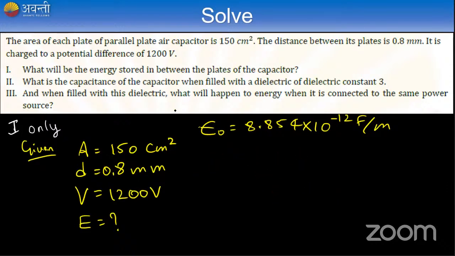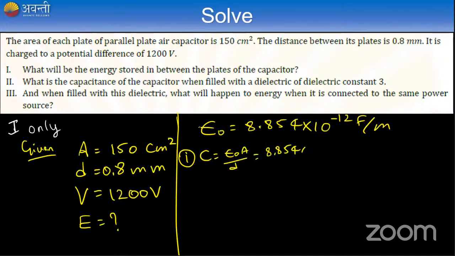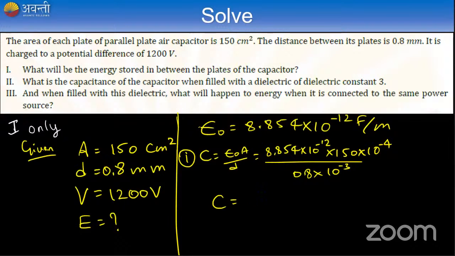So first step we'll try to find out what is my capacitance. C is equals to epsilon naught A by D. So that is 8.854 into 10 power minus 12 into A is 150 into 10 power minus 4 divided by 0.8 into 10 power minus 3. So this value was somewhere around 1660 into 10 power minus 13. If I simplify this further, the value of capacitance would be 1.66 into 10 power minus 10 farads.